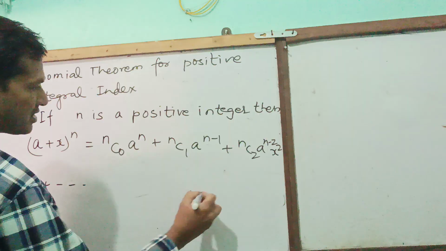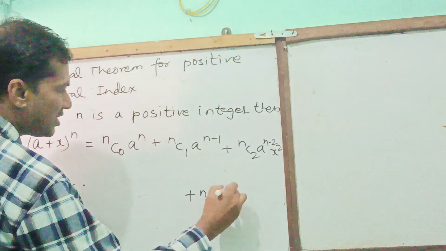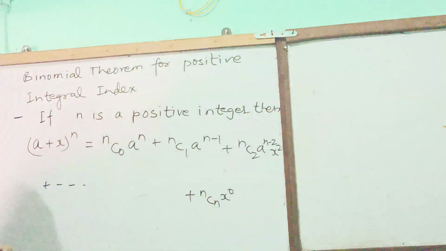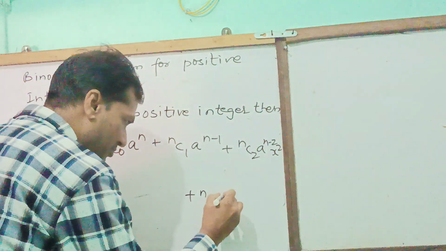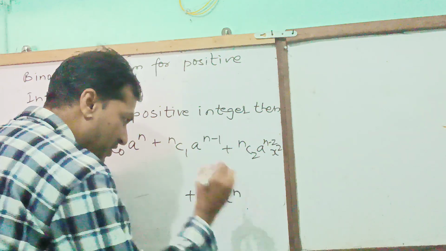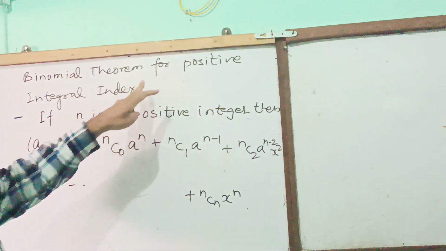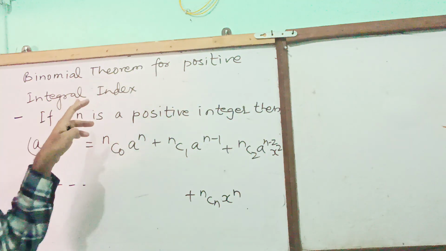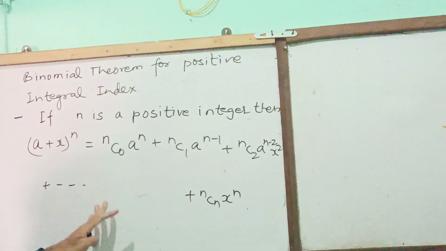We are getting the last term as nCn a to the power 0 and x to the power n. This expansion is known as binomial theorem or binomial expansion for positive integral index.